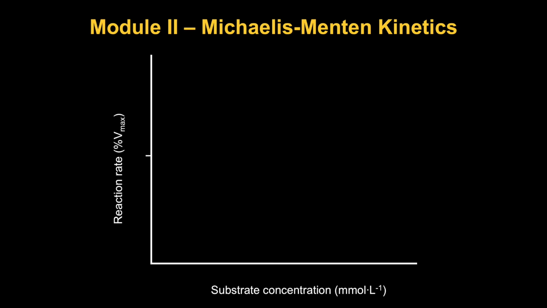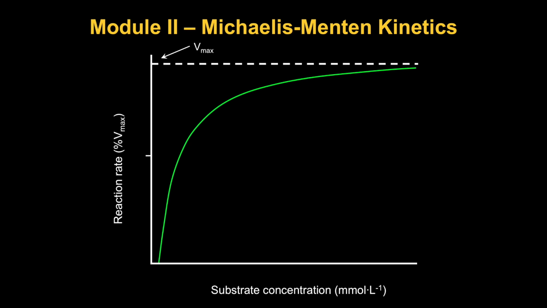So let's take a look at this graphically. On the y-axis here, we have the reaction rate as a percentage of Vmax. And on the x-axis, we have the substrate concentration. This dashed line represents Vmax, so this is the maximum rate that a reaction can run at. And here's a typical saturation curve.